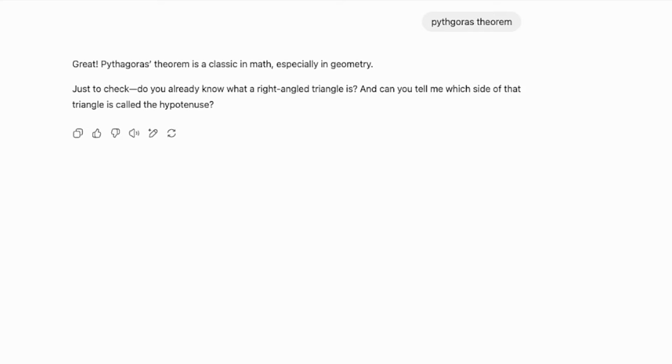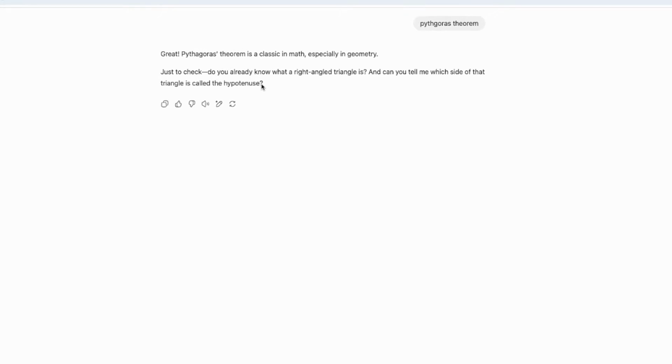Okay, yes, so Pythagoras theory is a classic in math, especially in geometry. Just to check, do you already know what a right angle triangle is? And can you tell me which side of the triangle is called a hypotenuse? So you can see in the default mode, it will tell me everything about this Pythagoras theory, very long text. But here you can see that it's really a guided study. It's checking my knowledge and testing if I'm already familiar with the topic.